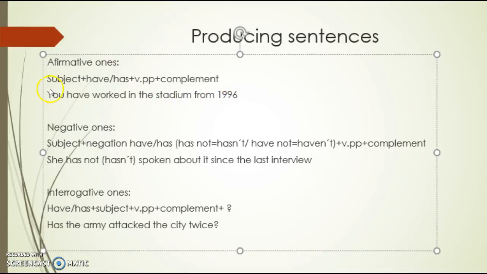So we are always going to have this grammatical structure. It has the subject or the pronoun, the correct conjugation of have or has, in this case have, the verb in past participle, which is worked, and the complement, which is in the stadium from 1996. Okay.